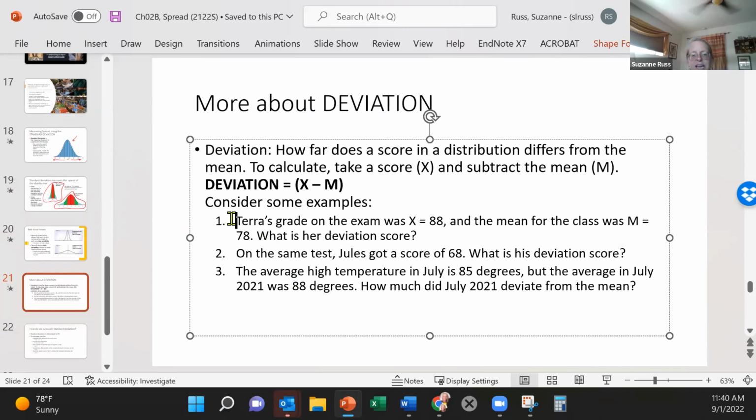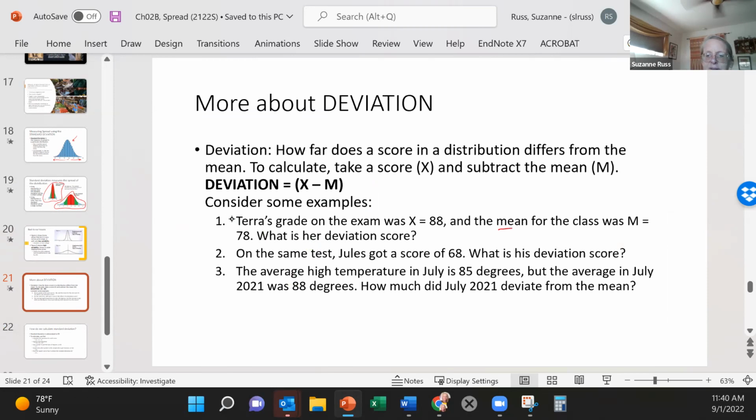So here we have a distribution of test scores. The distribution of test scores in Tara's class has a mean of 78. Tara got a score of 88. So we're going to figure out the deviation for Tara, and Tara is going to be score 1. And in this case, the deviation for Tara, who is x1, equals, as you know, x minus m. And what would this equal? And let me look for answers in the box, please. What is Tara's deviation score?